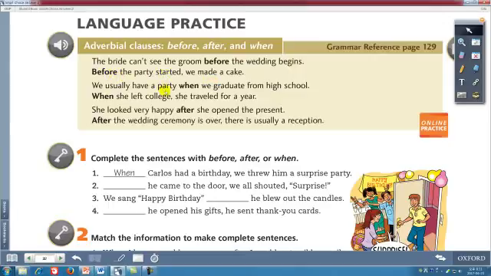Okay, so either way you can see that before, when, and after, both of those can be at the beginning or they can be at the end. Okay, so it's really up to you. If you use it at the beginning, you notice that there's a comma here. You got to have that comma. Okay, if it starts at the beginning, you must have this comma in there, or it is incorrect. Okay, so make sure you have that.